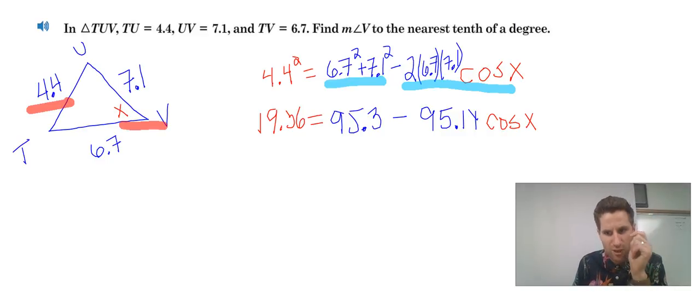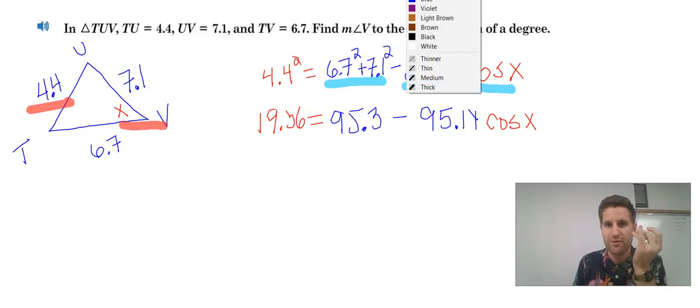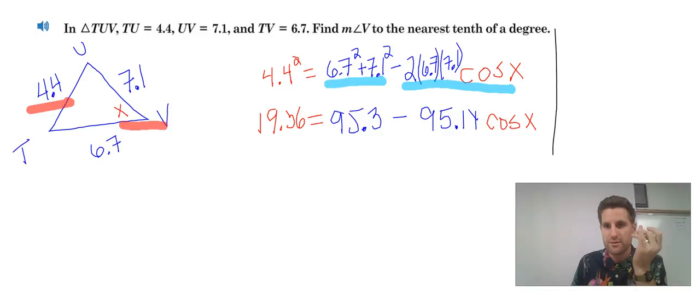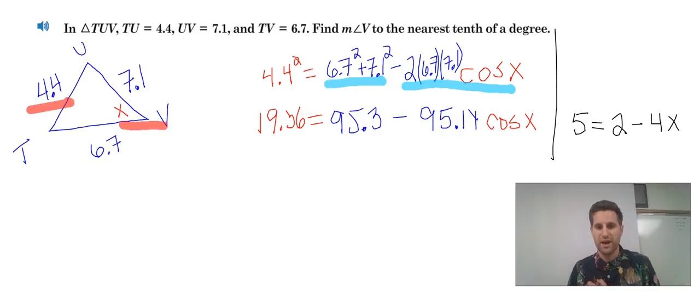So let's look at an easier problem. I'm going to kind of mirror this, if you will. Let's just say this problem was really this problem. Yeah, that's not so bad. Do you kind of see the resemblance? 19.36 is kind of like the 5. 95.3 is kind of like the 2. And 95.14 is kind of like the 4. And then cos x is like the x.